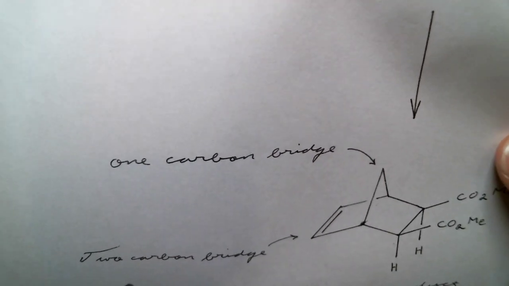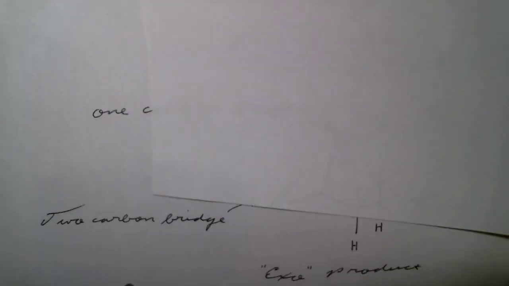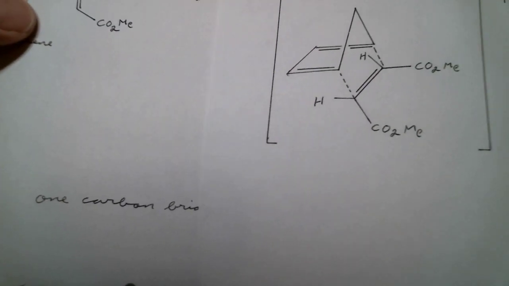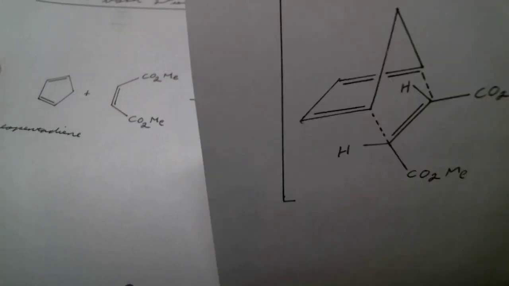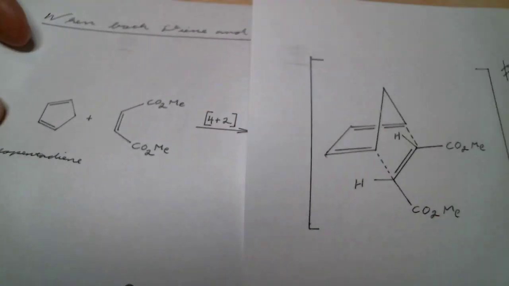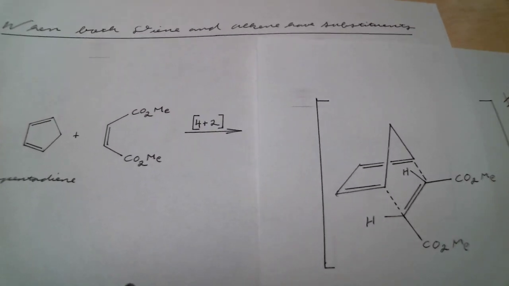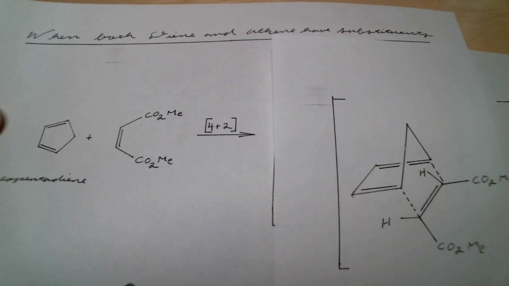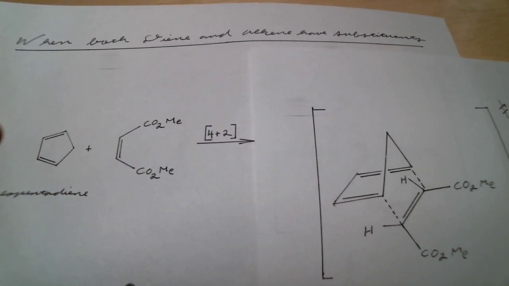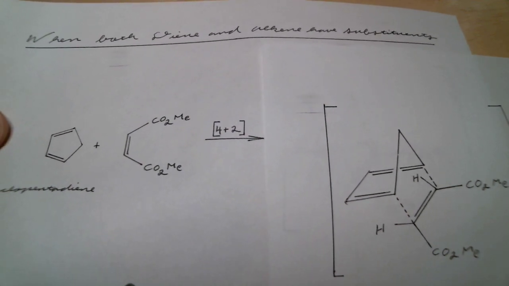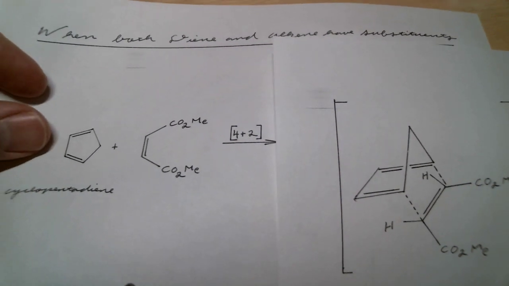One particularly good example that we could use concerns when both the diene and the alkene have groups on them. And so what am I doing here? I am trying to be tricky and show, okay, well, what happens when both the diene and alkene have substituents? We start off with something called cyclopentadiene.